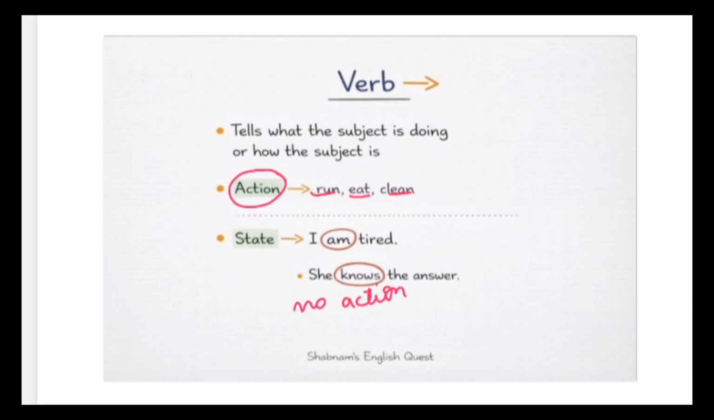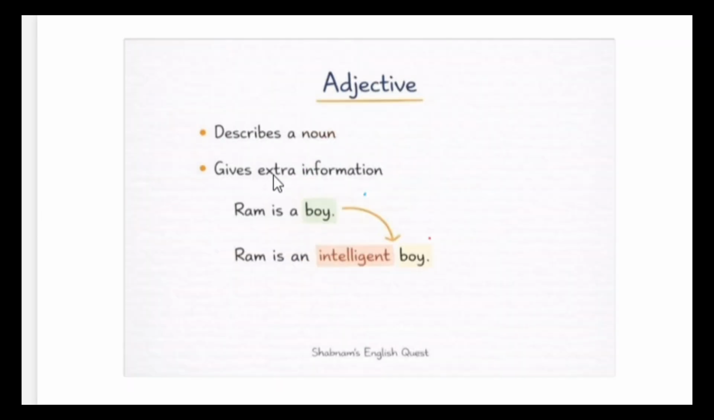Now, adjectives. Adjectives describe nouns. They give extra information about a noun. For example, Ram is a boy. Boy here is a noun, as we discussed, but if I say Ram is an intelligent boy, the word intelligent is telling us more about Ram. So, intelligent is an adjective because it is describing the noun.